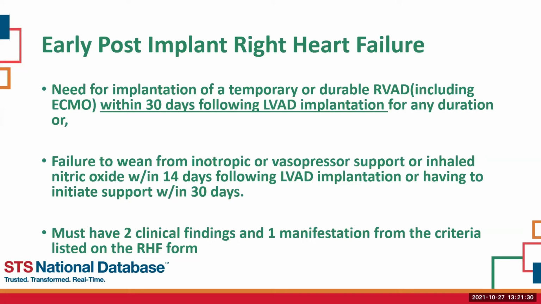right heart failure. And they must have 2 clinical findings and 1 manifestation from the criteria listed on the right heart failure form. Those will be listed. And it's the JVP, it's the elevated CVP. So it's the same variables, the options that you had previously when we had the right heart failure on the follow-up forms.